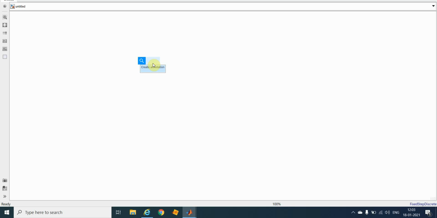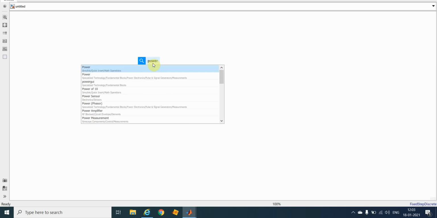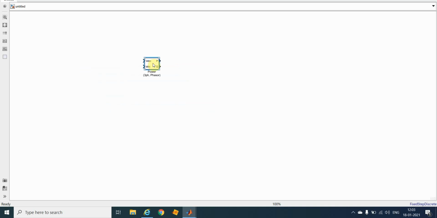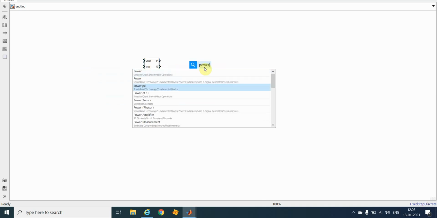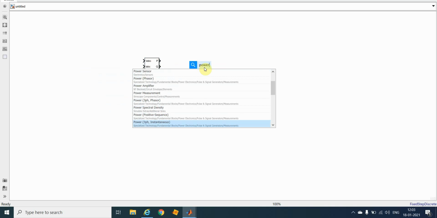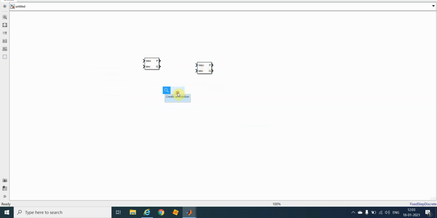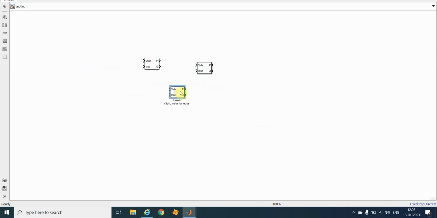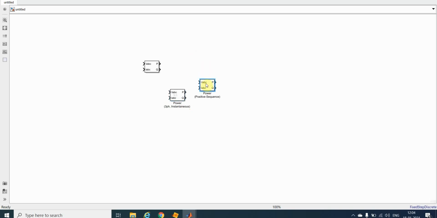If you talk about power, then we have different blocks like this one. This one will be used for power measurement. This one also will be used for power measurement, and this one also. So all these are different blocks used for different cases of power measurement in three phase.